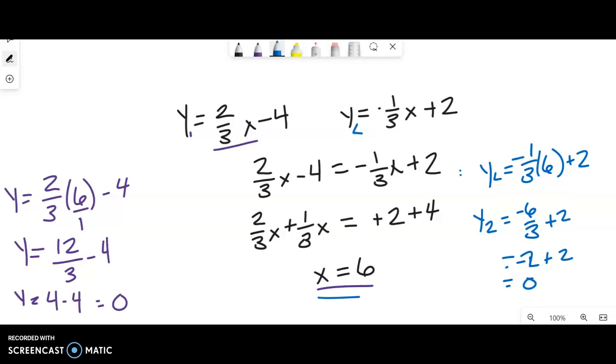Therefore, I can say my point of intersection, I didn't leave myself enough room, is 6, 0. And I know that because I double checked in both cases. I know that that is the same point when x is 6, y is 0.